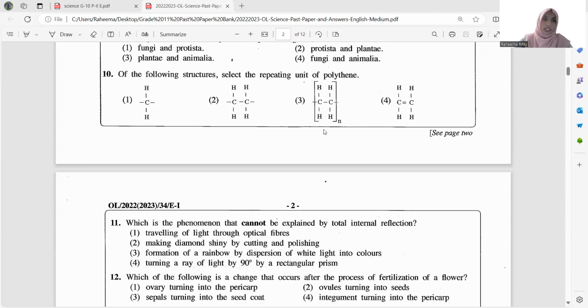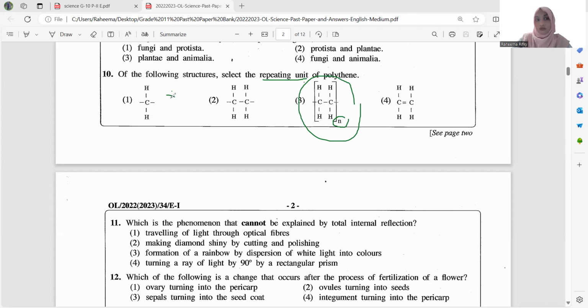Right. Tenth question, the last question of the day. Among the following structures, select the repeating unit of polythene. They are not asking you to find out what polythene is. If they asked for the polythene, this would be the answer, and you know that with the bracket, if there is an N, that is a polymer. Polythene is made up of ethene. In ethene there should be a double bond, and they are asking for the repeating unit. Normally, we should have 2 carbons.